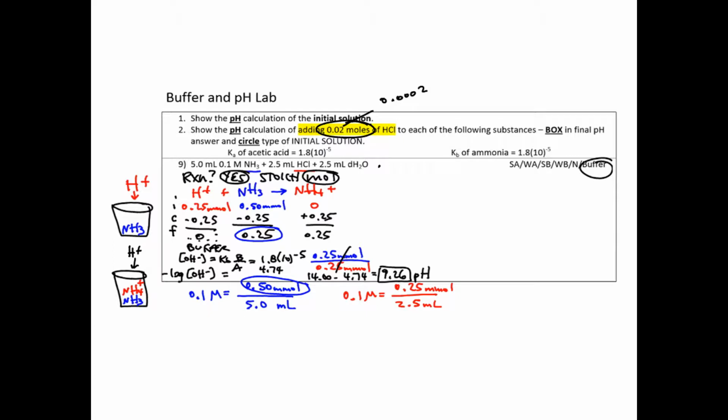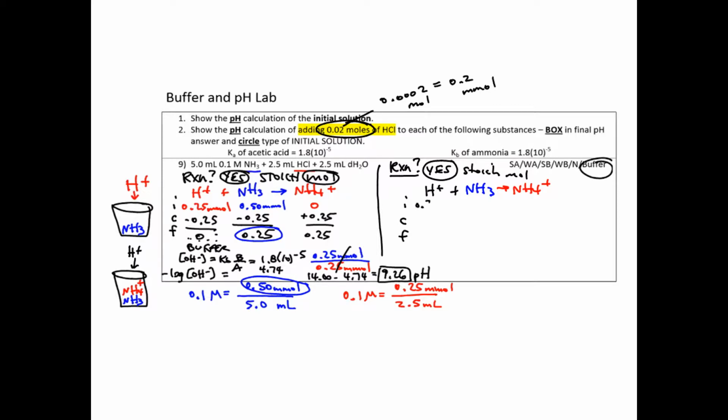So we do realize that there will be a reaction, because anytime you add an acid or base into a buffer, it will react. So that's going to be stoich in moles. So let's write the reaction. H plus is going to find the base, which is NH3, to form NH4 plus. So that's going to be ICF. Now I'm going to use millimoles. So 0.002 moles is the same thing as 0.2 millimoles. So I'm going to use 0.2 millimoles, and then I already knew my base, 0.25 millimoles. That was from over here. Okay, I made this, and then I also made 0.25 of the acid, so 0.25 millimoles of that.